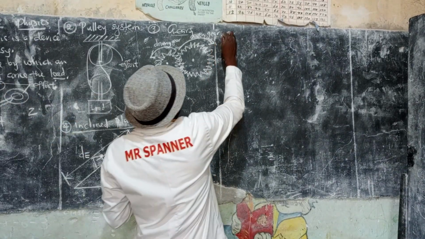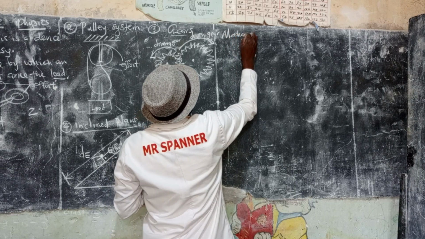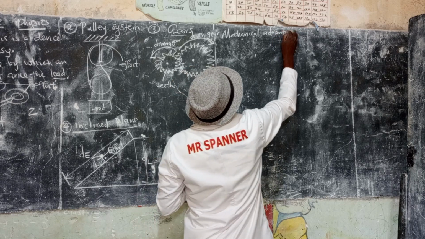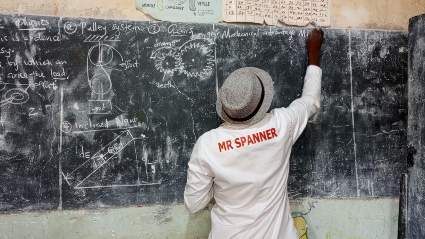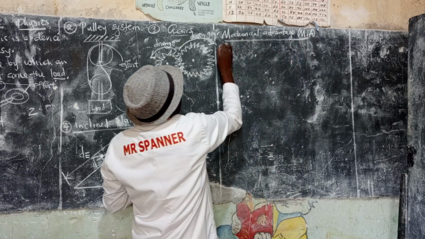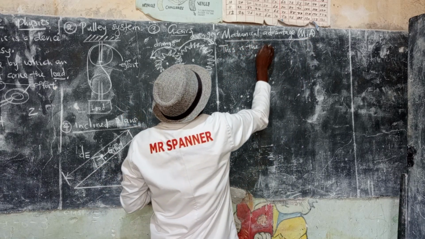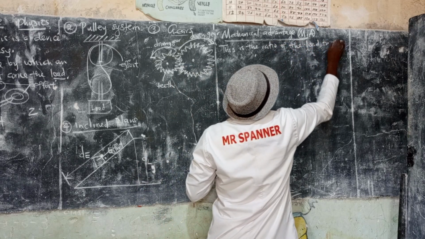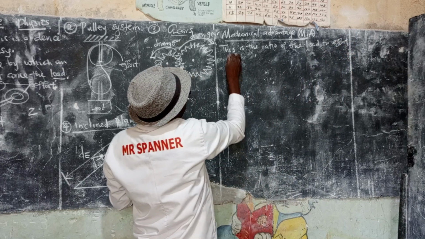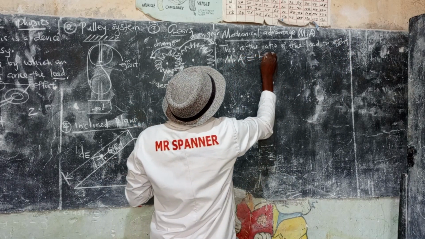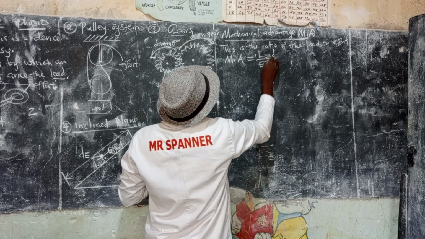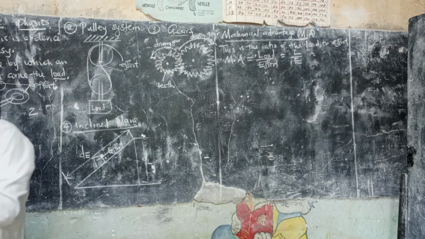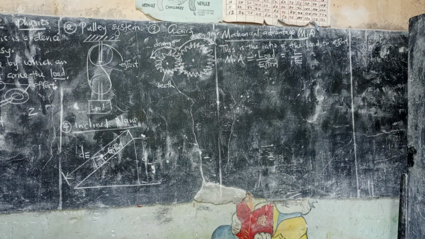So, when we say mechanical advantage, which is the MA, this is the ratio of the load to the effort. So the formula is mechanical advantage is equal to load over effort, or sometimes you can just say L over E. It has no units. It is just a number.